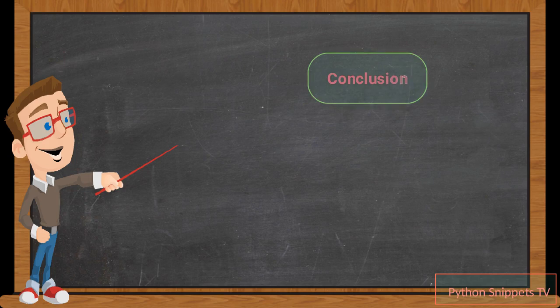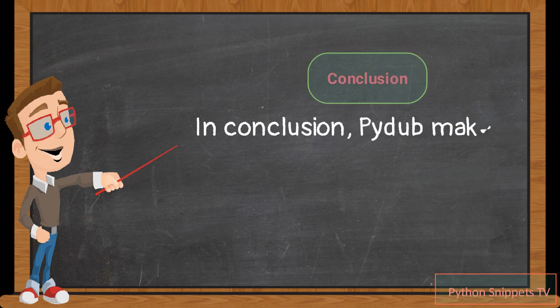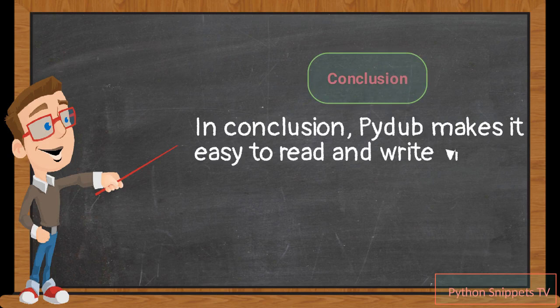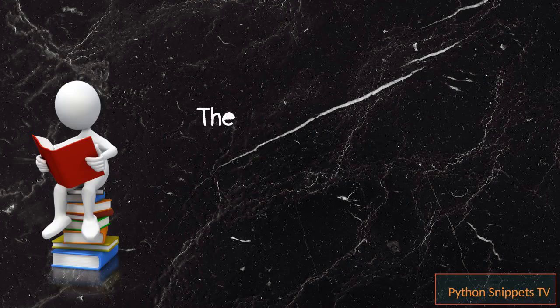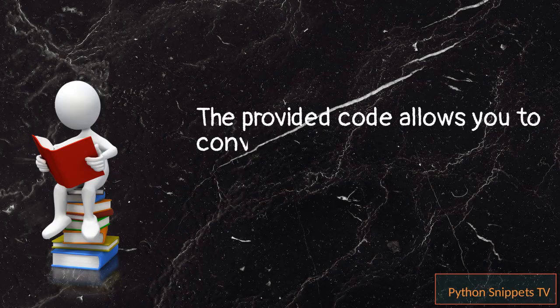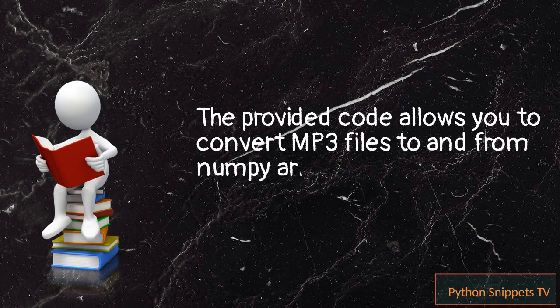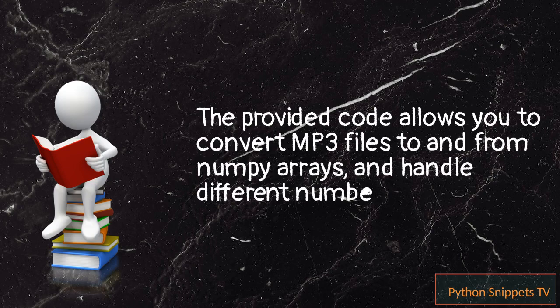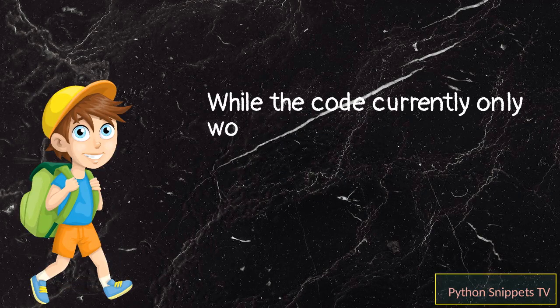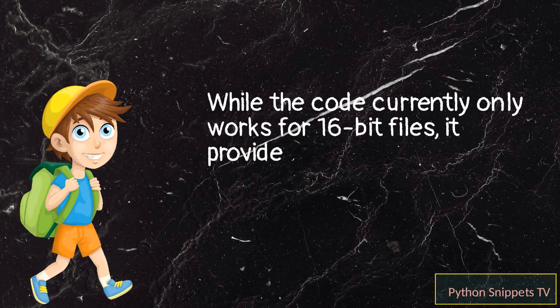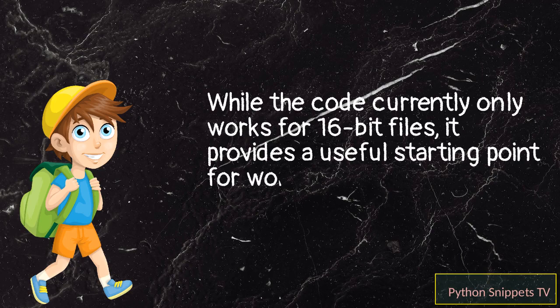Conclusion. In conclusion, Pydub makes it easy to read and write MP3 files in Python using a simple API. The provided code allows you to convert MP3 files to and from Numpy arrays and handle different numbers of channels. While the code currently only works for 16-bit files, it provides a useful starting point for working with MP3 files in Python.